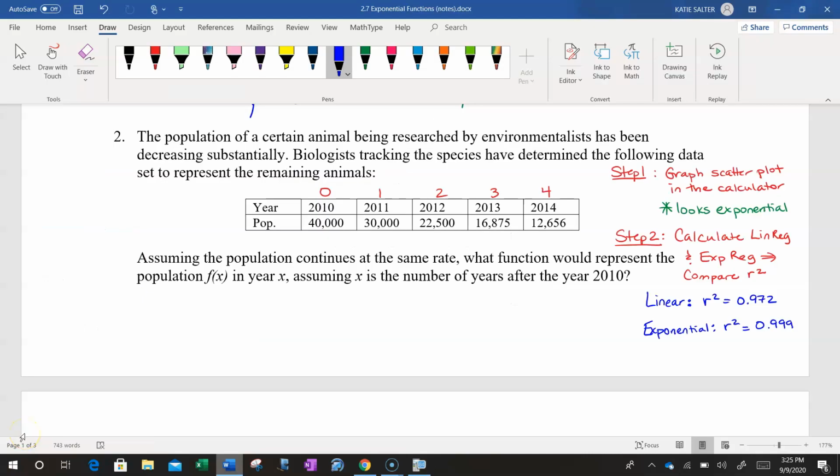All right, so in comparing those values, what we're looking for is which one is closer to 1. And we can see that the exponential is, so we will go with the exponential function, and that function was f of x is equal to 40,000.158 times 0.75 raised to the x, and that would be the best function to represent this when x represents the number of years since 2010.